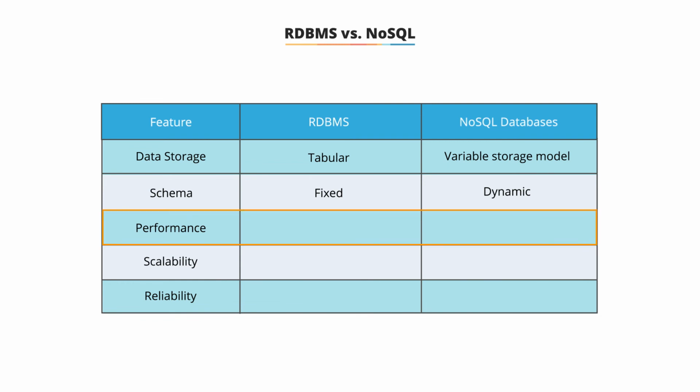Performance. Relational databases are not optimized for high performance in applications where massive data is stored and processed frequently. NoSQL databases perform much better in scenarios with large amounts of data.